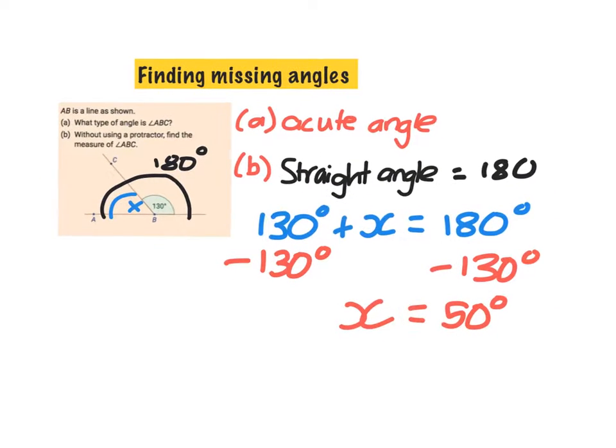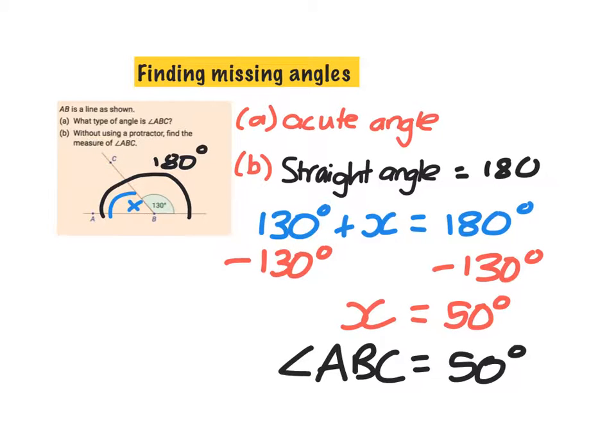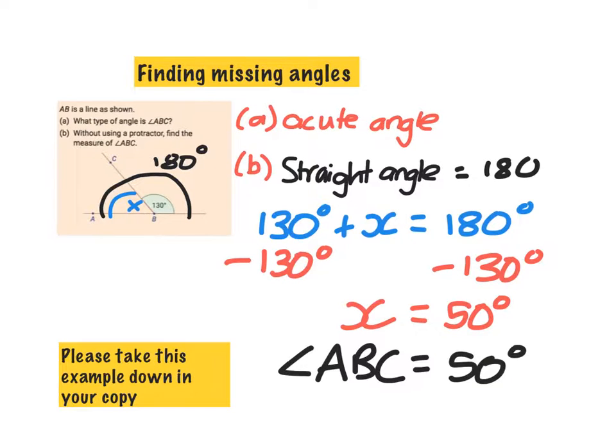Then I'm going to go back to my question. So we call the angle X, but it's actually angle ABC. So we're just going to change that. We're going to say angle ABC is equal to 50. And make sure you remember your degree sign there. Now, if you could take this example down in your copy, that would be great.